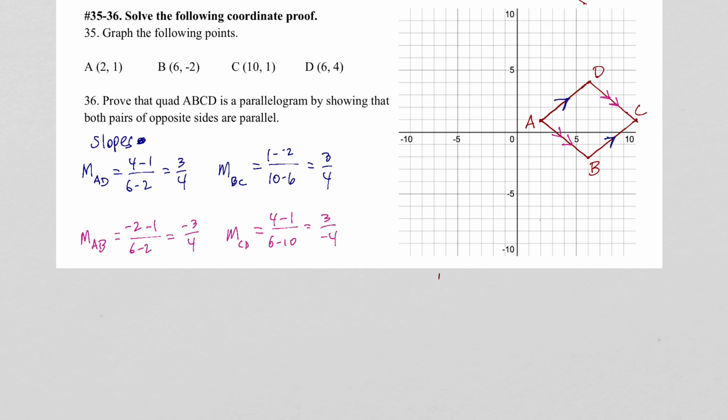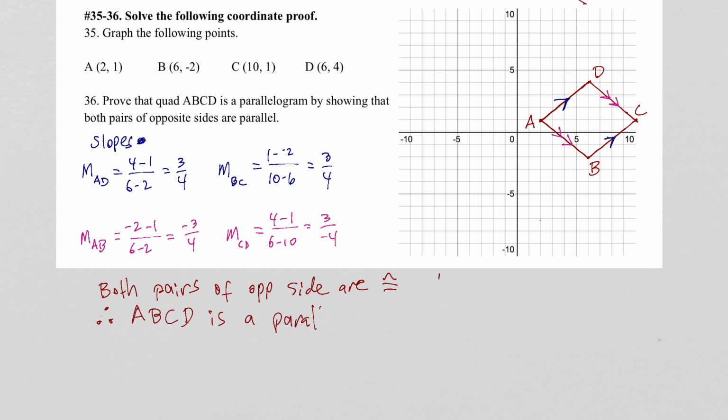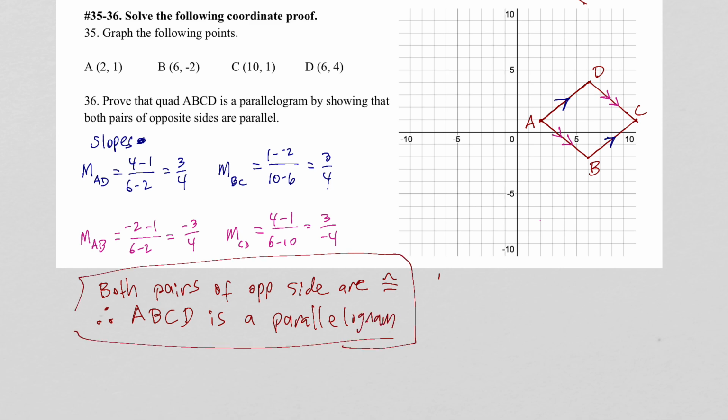And then I'm going to write my conclusion, and then I'm going to say both pairs of opposite sides are congruent. Therefore, ABCD is a parallelogram. That's it.